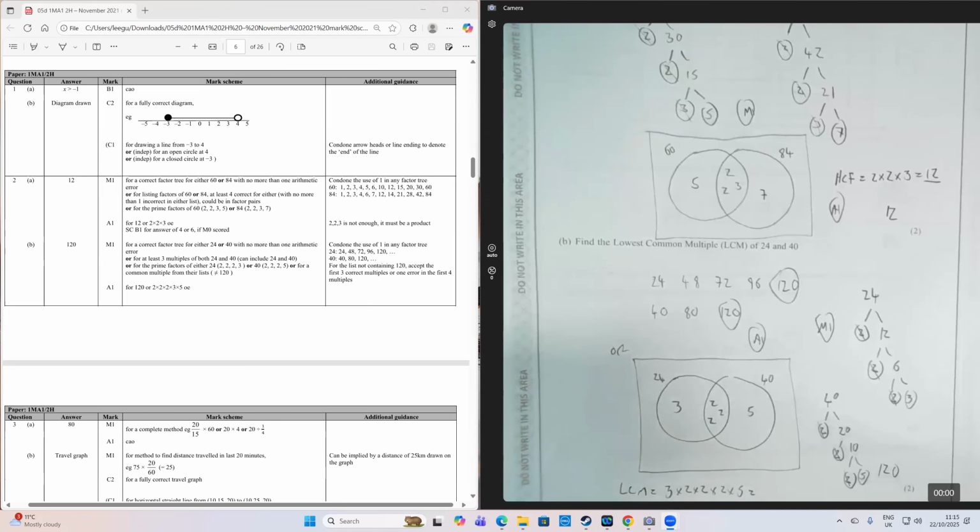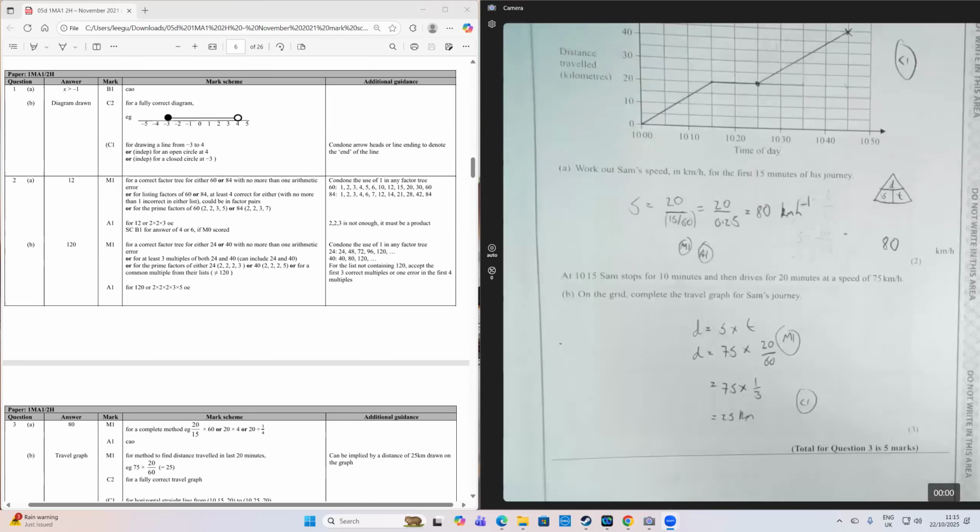When we work all of those out, let's just see what that gives us on the old calculator. 3 times 2 times 2 times 2 times 5 is 120. Okay, so that's the alternative approach for using a Venn diagram for that question. Perfect. Right, let's have a look at this next one.